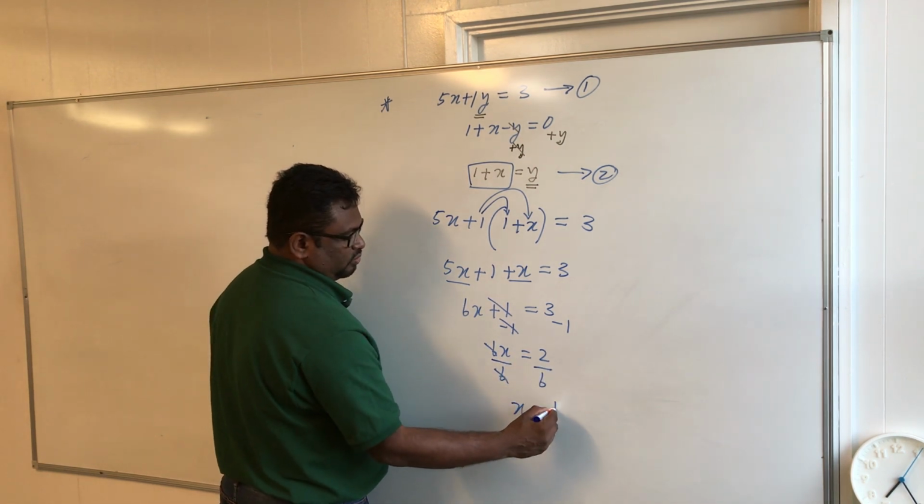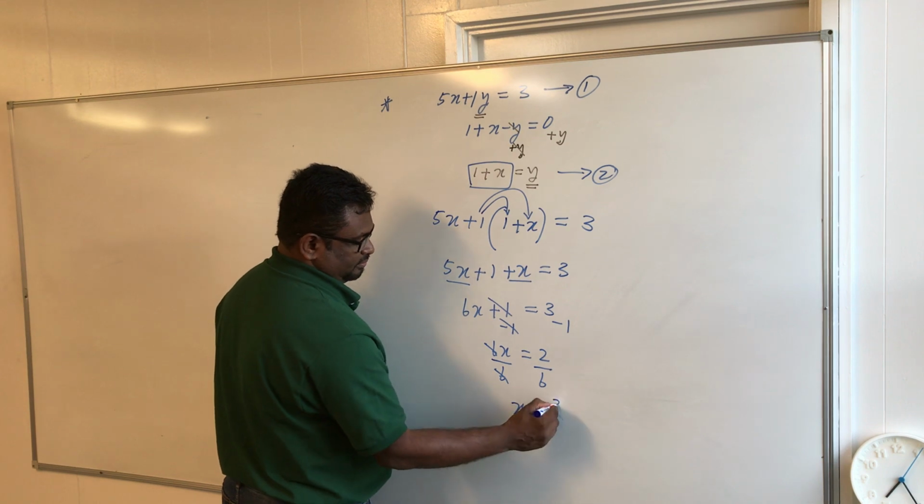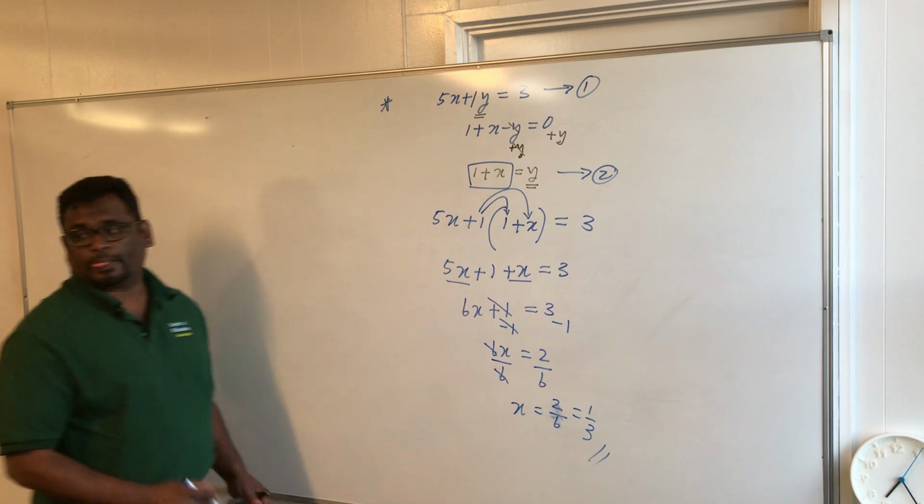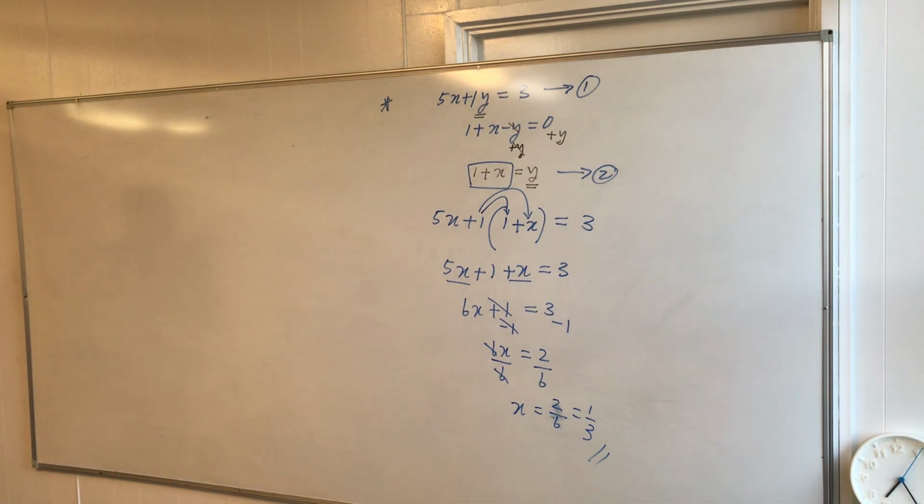So x is equal to 1 divided by 3, or 2 divided by 6, or 1 divided by 3, and that's going to be the answer.